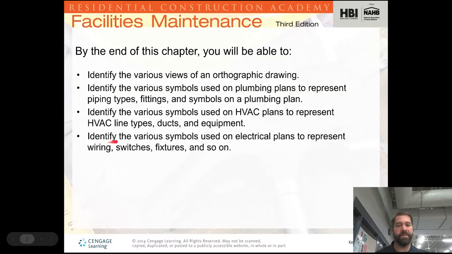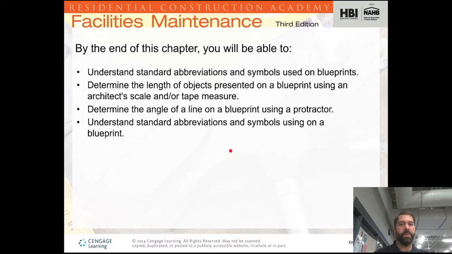And finally, identify the various symbols used on electrical plans to represent wiring, switches, fixtures, and so on. You'll also be able to understand abbreviations and symbols used on blueprints. This one is probably the most important. Determine the length of objects presented on a blueprint using an architect's scale and/or tape measure. Determine the angle of a line on a blueprint using a protractor, and understand abbreviations and symbols using a blueprint.